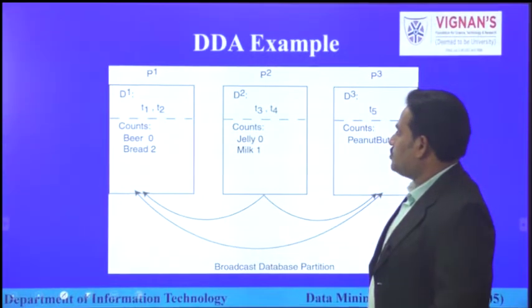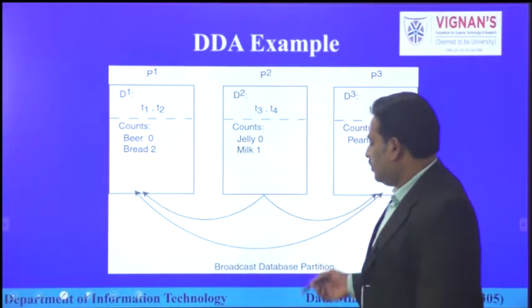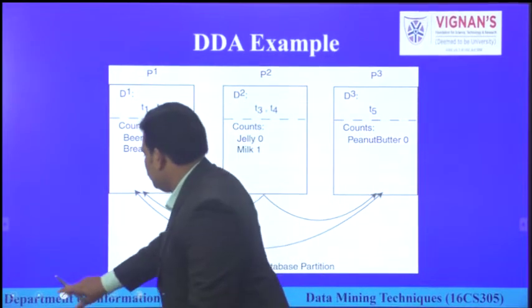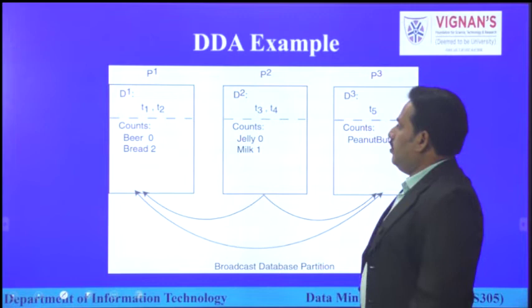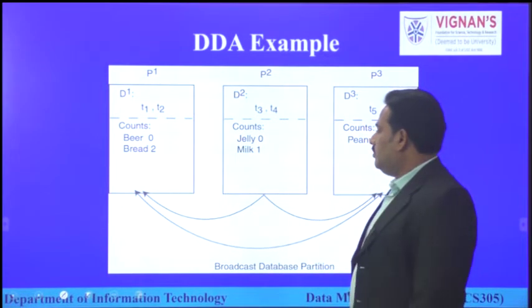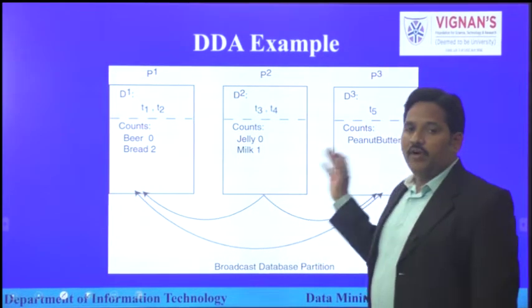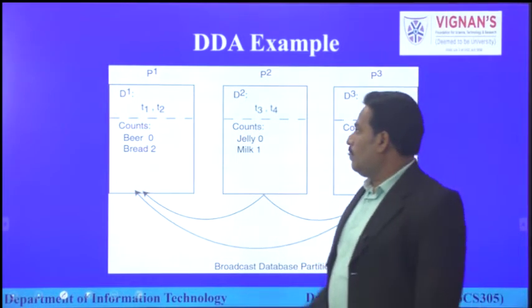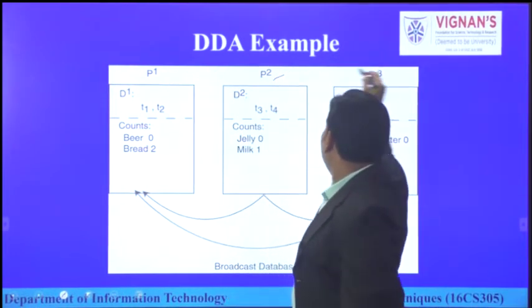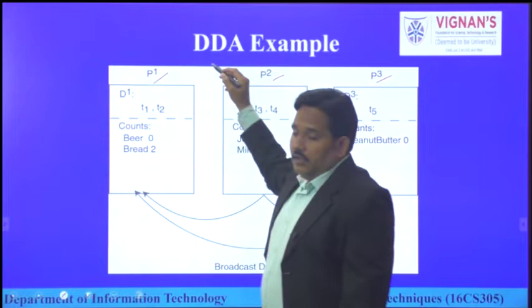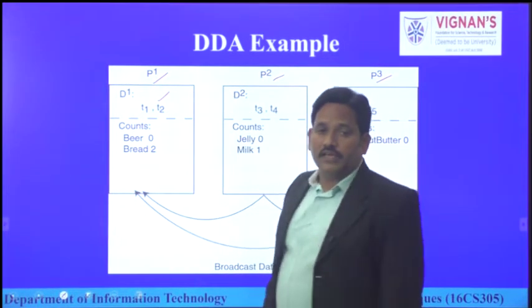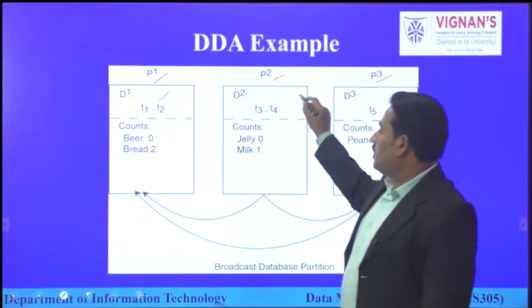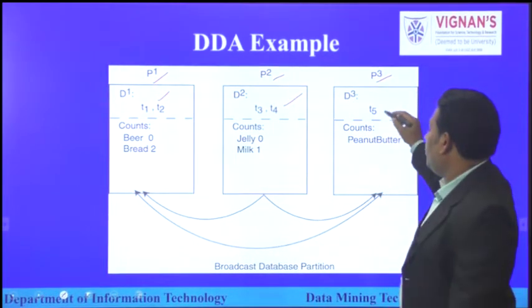Next one is the data distribution algorithm. Here also we will see the algorithm first, so later we can understand it properly. If you look carefully, here also we formed 3 partitions: Partition 1, 2 and 3. Likewise in CDA, here also we have 2 transactions T1 and T2, here T3 and T4, and here T5.